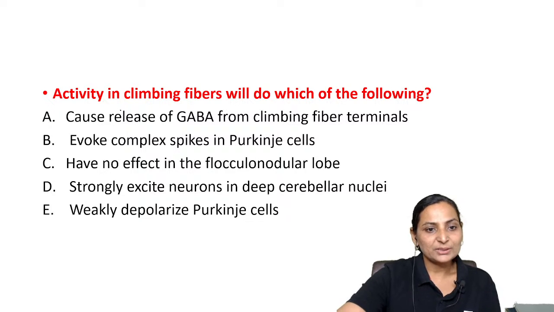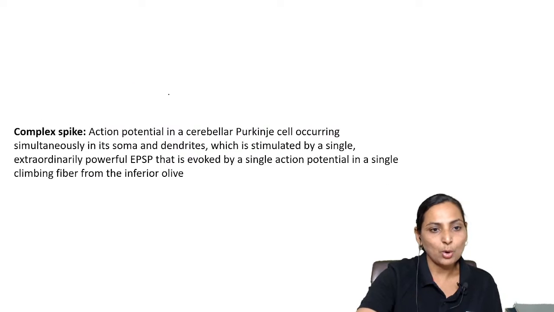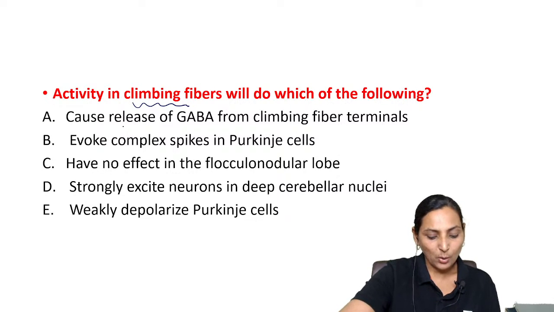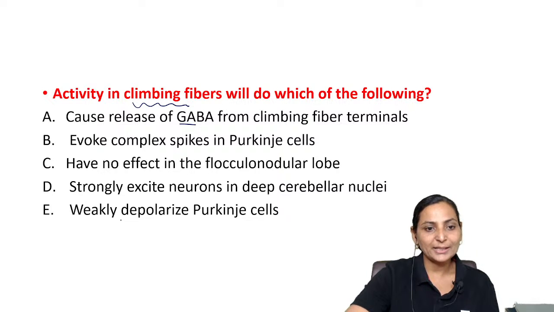Now another MCQ: the activity in the climbing fiber does which of the following? It causes release of GABA from the climbing fibers. It evokes a complex spike in the Purkinje cell. It has no effect on the flocculonodular lobe. It excites the neurons in the deep cerebellar nuclei, or it weakly depolarizes the Purkinje cell. So what is the correct answer?